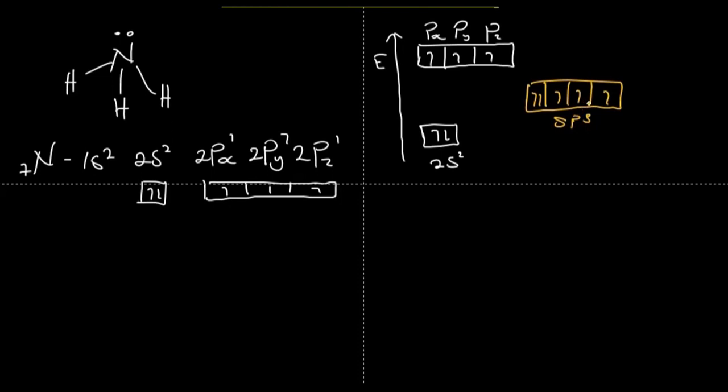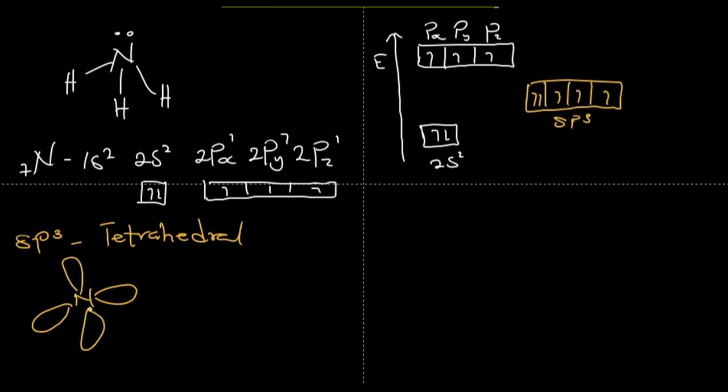Now, how is this going to bond with hydrogen and account for the structure of nitrogen? Normally, an sp3 hybridized orbital should have a tetrahedral geometry. So we would be expecting that this new set of orbitals will be around nitrogen in a fashion that will give us a tetrahedral geometry. All right. Now, one of the hybrid orbitals has a pair of electrons, while the others have one electron each.